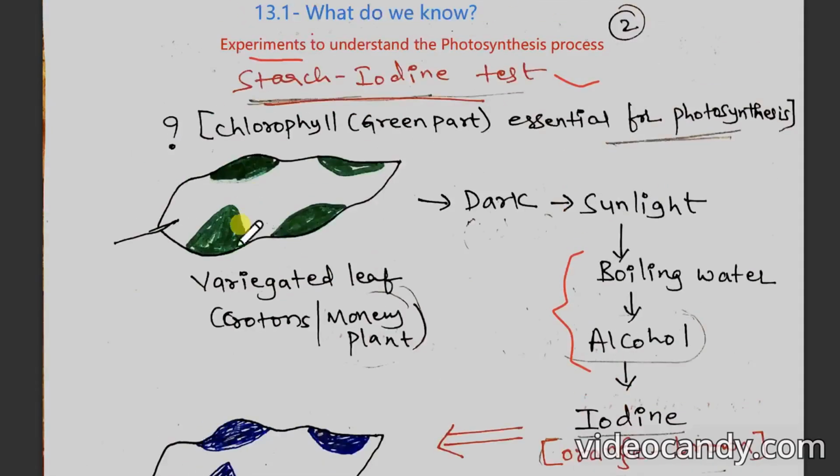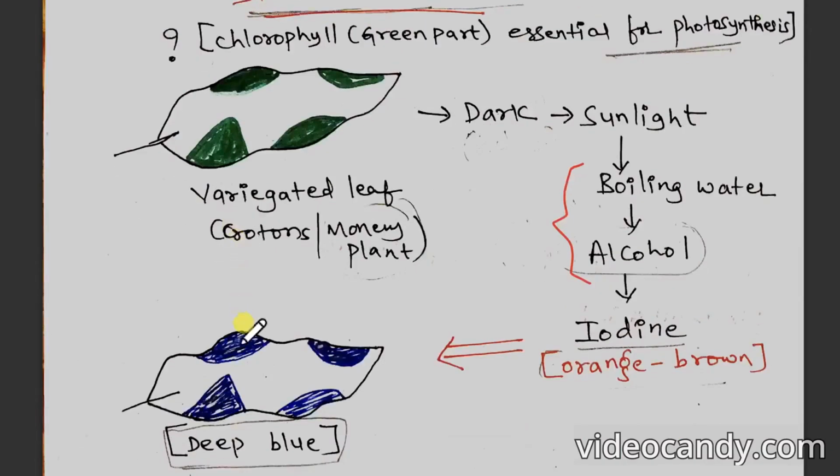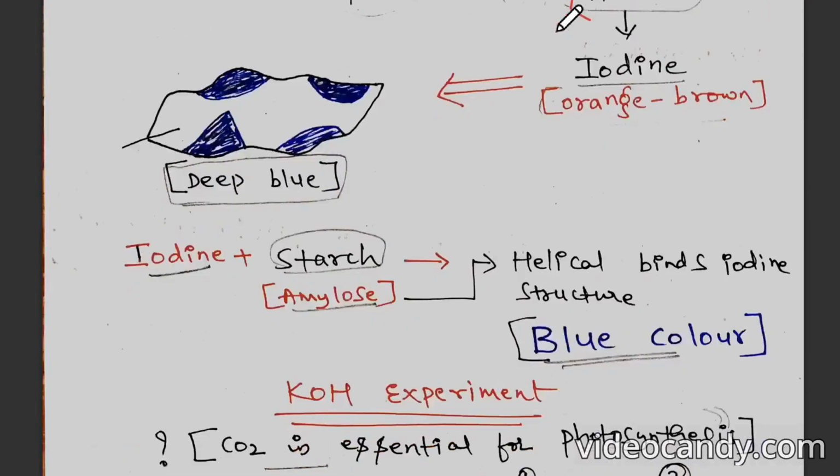So what it indicates is that only the region where the green color, the chlorophyll or green pigment, is there is producing starch. Starch is produced through photosynthesis. That's why it indicates chlorophyll, or the green part, is essential for photosynthesis. This is proven by the starch iodine test.